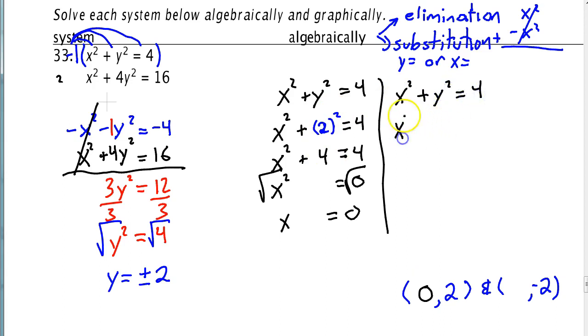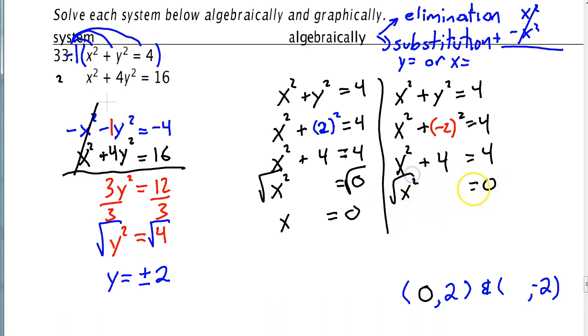All right, so now we have x squared plus negative 2, our other y value, squared, equals 4. So you can see the same thing will happen. We'll have plus 4, because negative 2 times negative 2 is positive 4 as well, and we'll have the same result here. X squared is 0, therefore x equals 0. So it looks like these two graphs will intersect at these 2 points.